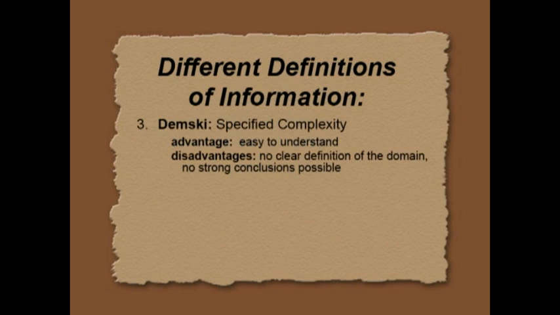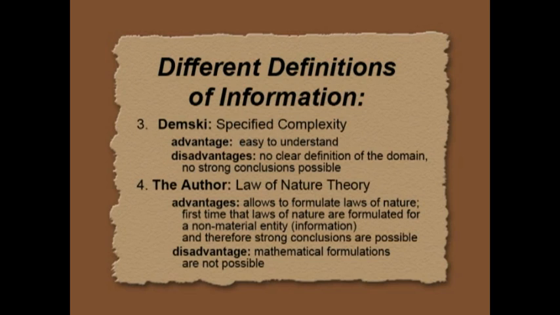Dembski has defined the specified complexity. It is a very good idea. The advantage is it helps to understand systems which are made by intelligence. The disadvantage from Dembski is no clear definition of the domain, no strong conclusions are possible. Therefore, I have another definition of information. Law of nature information theory, advantages are it allows to formulate laws of nature. First time that laws of nature are formulated for a non-material entity. And therefore, strong conclusions are possible. The disadvantage is no mathematical formulation.